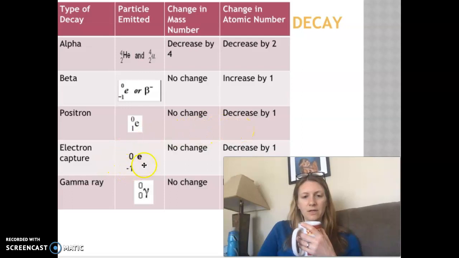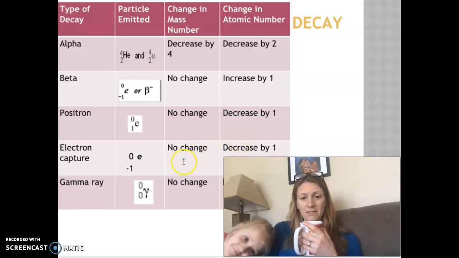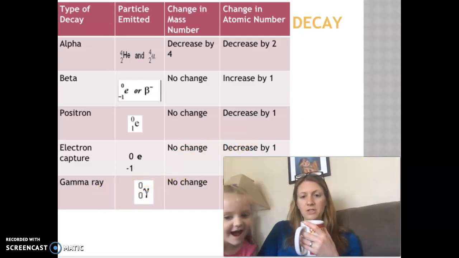Electron capture 0, -1 e, no change in mass, decrease atomic number by 1, and again, this one is going to be on the reactant side, so make sure that you have it on the reactant side, not the product side. Gamma ray, 0, 0 gamma, no change, no change.